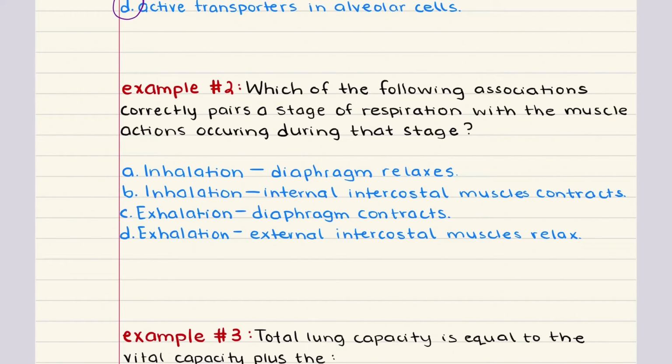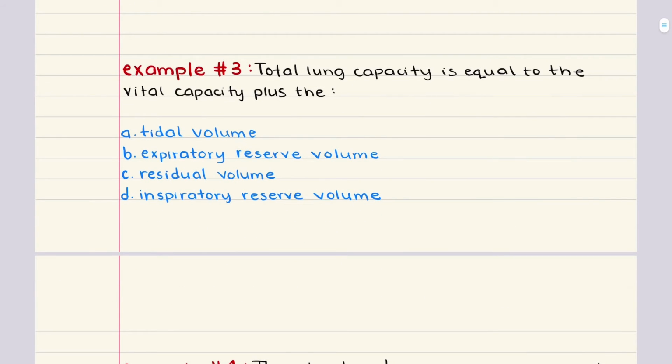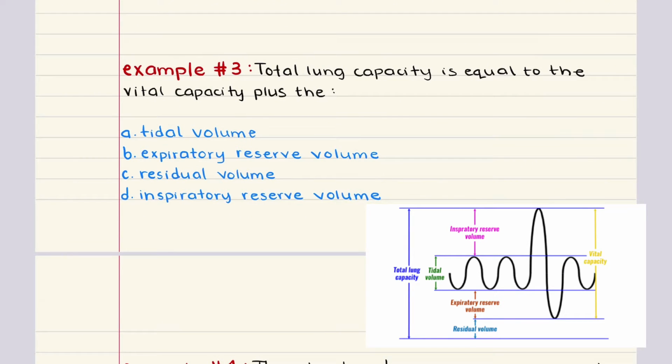During passive exhalation, the external intercostal muscles relax, and that's going to allow the chest wall to return to its resting position. This, along with the diaphragm relaxation and the lung recoil, really helps push air out of the lungs. So the correct answer for problem 2 is D. Problem 3 says, total lung capacity is equal to the vital capacity plus the blank.